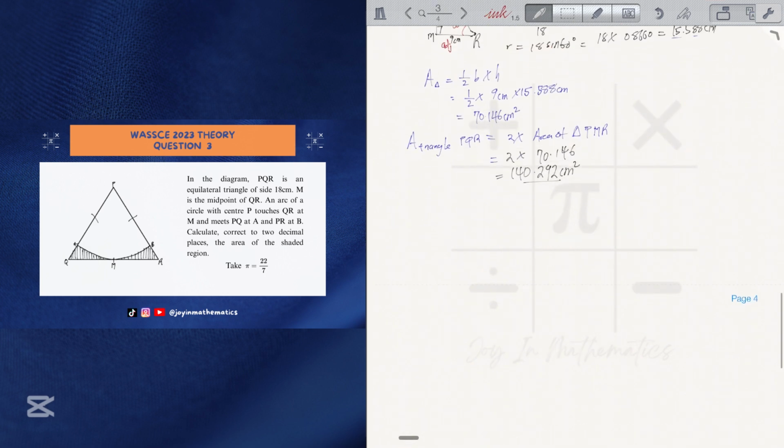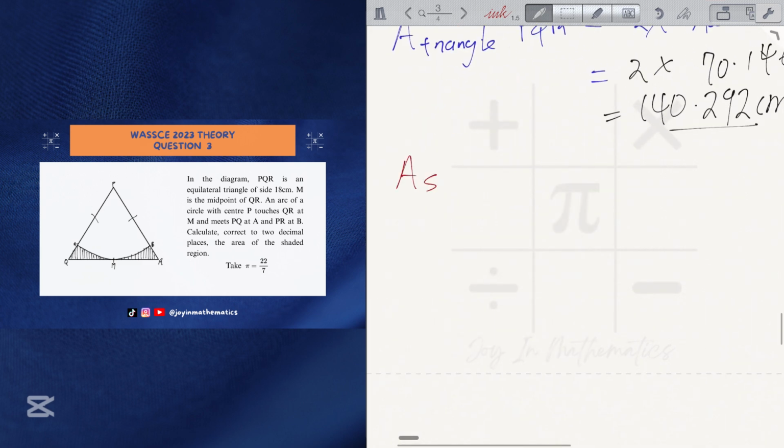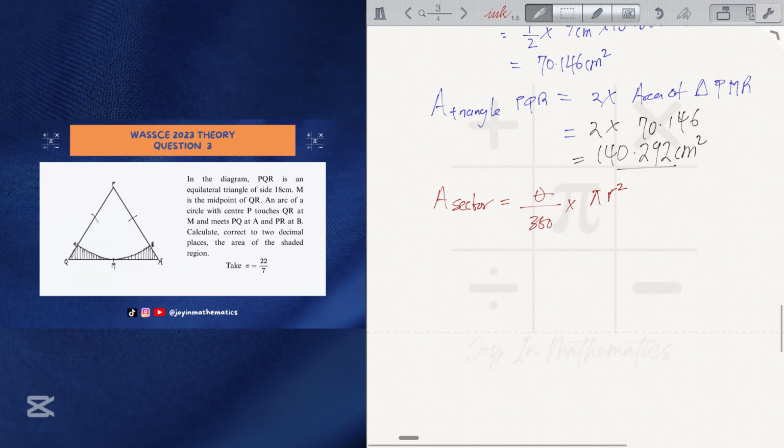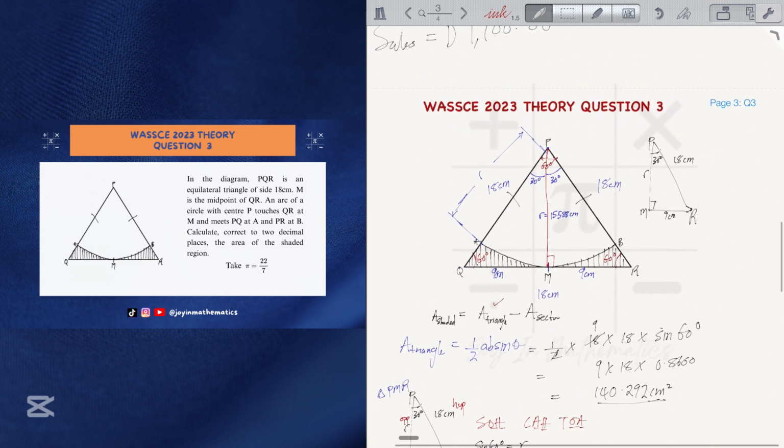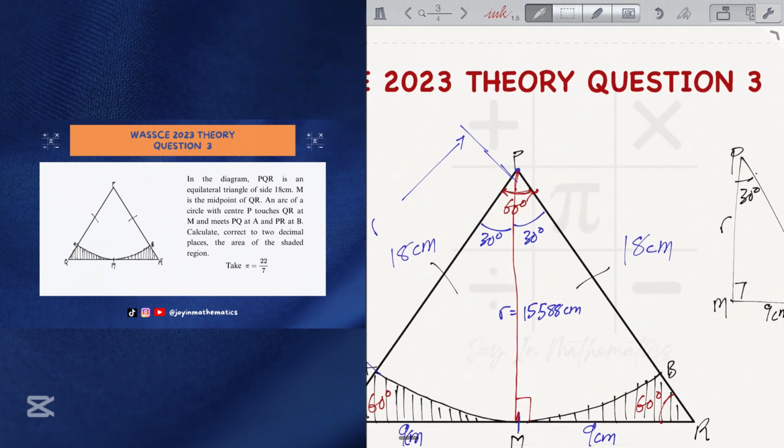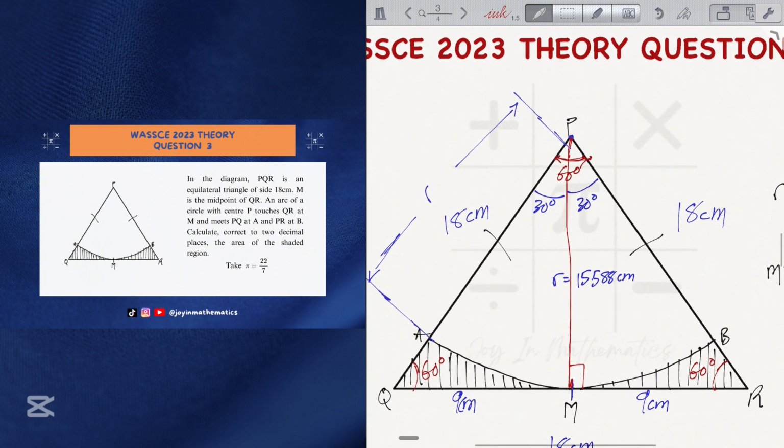Now what is the formula for the area of a sector? Let's use the red ink to write that. Area of sector is equal to theta divided by 360 degrees multiplied by pi r squared. r is the radius, and we have evaluated the radius. Theta is the angle projected by the arc. So theta is equal to 60 degrees. It's not equal to 30 degrees. It's the angle projected by the arc AB, which is 60 degrees.